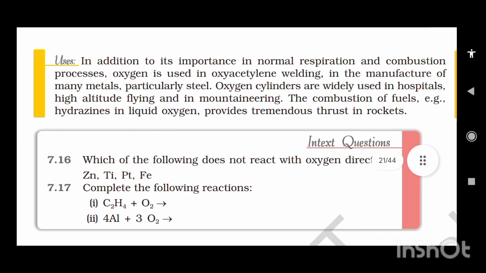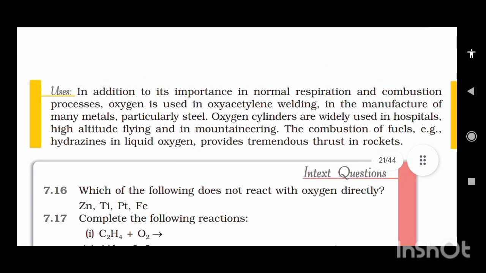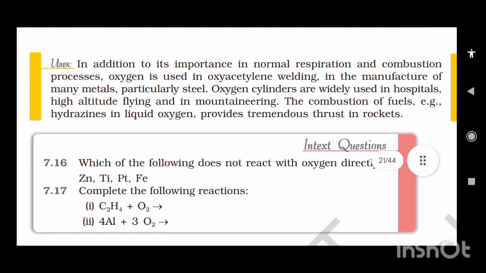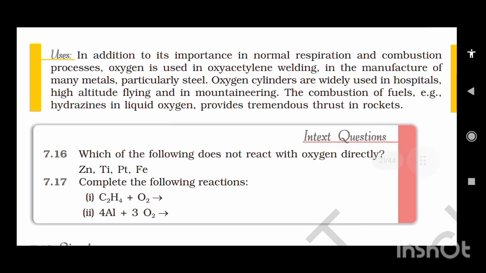Uses: in addition to its importance in normal respiration and combustion processes, oxygen is used in oxyacetylene welding and in the manufacture of many metals, particularly steel. Oxygen cylinders are widely used in hospitals, high altitude flying, and in mountaineering. The combustion of fuels, for example hydrogen in liquid oxygen, provides the tremendous thrust in rockets.